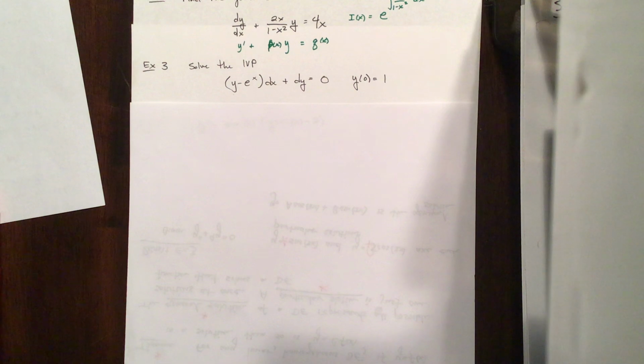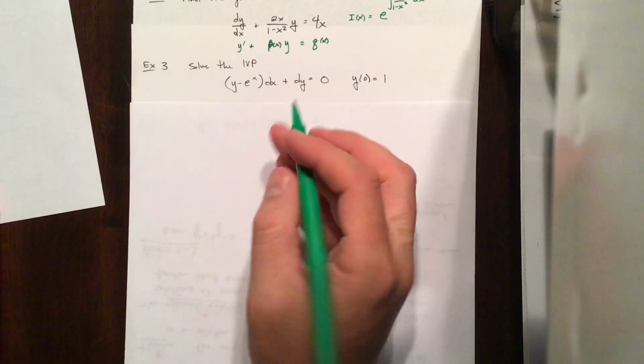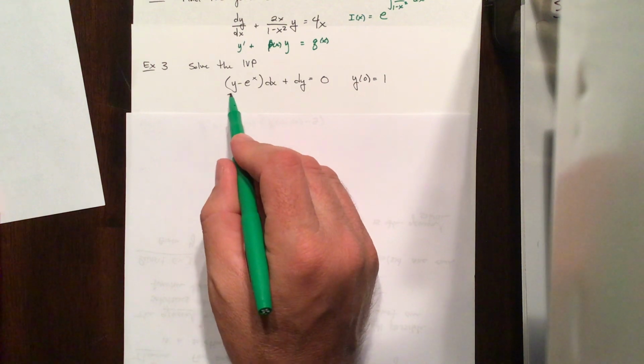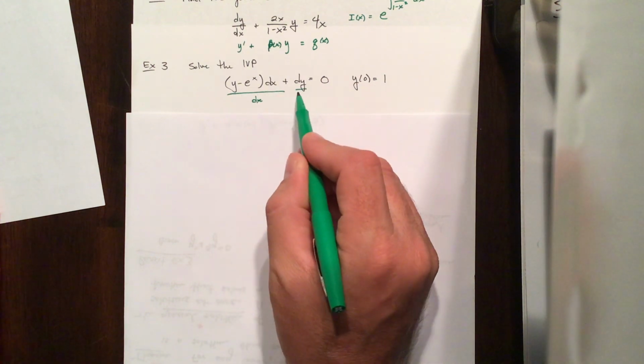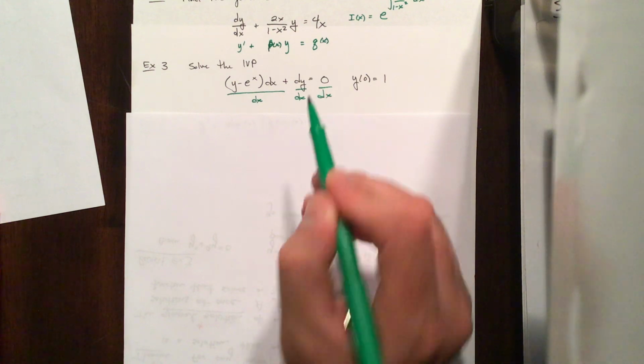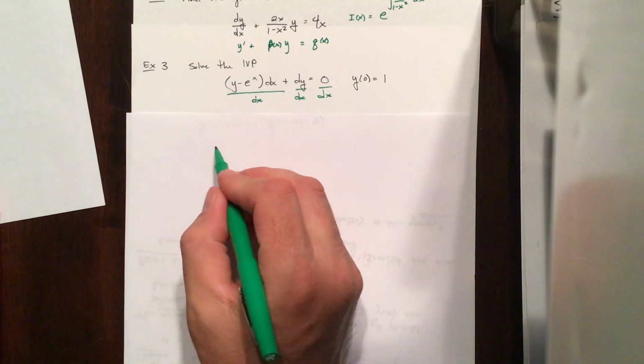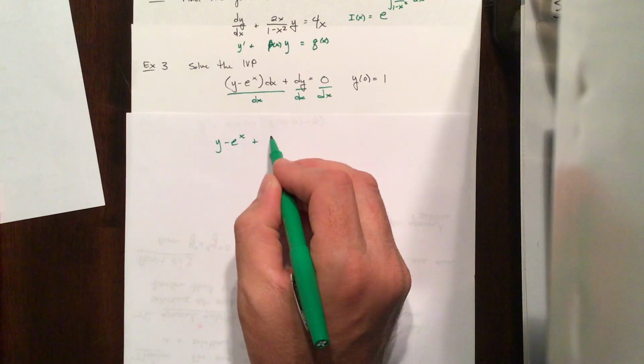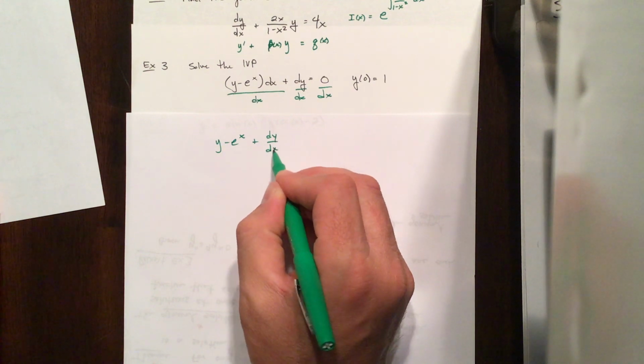Now, first off, this is not of the right form. We need it to be y prime plus p of x times y equals q of x. So, how do we resolve that? Well, let's divide every term by dx. So what am I left with? I'm left with y minus e to the x plus dy/dx equals 0.